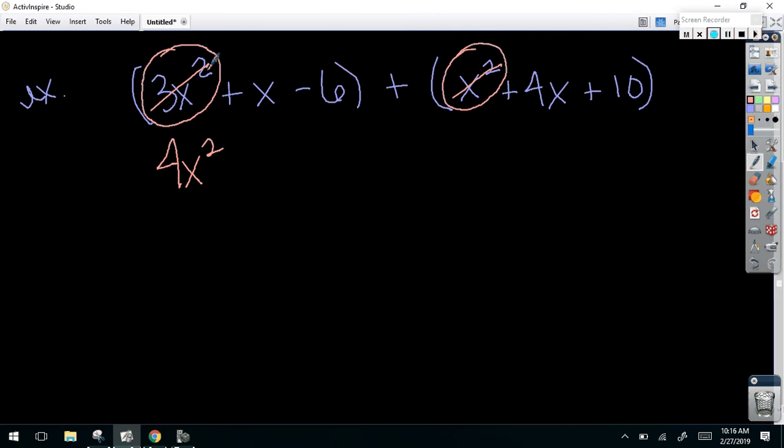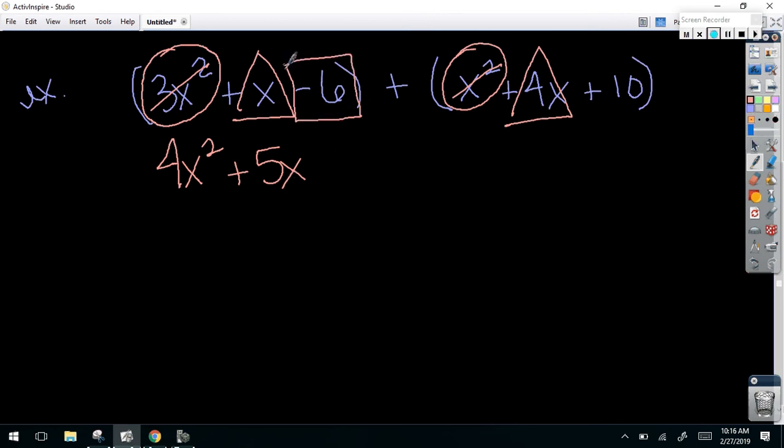Now, on to the next one, x. Do you see another x? Yes. What do you get when you combine those terms? Then plus 4 is 2 constants. Then plus 4. That's right, 2 constants.